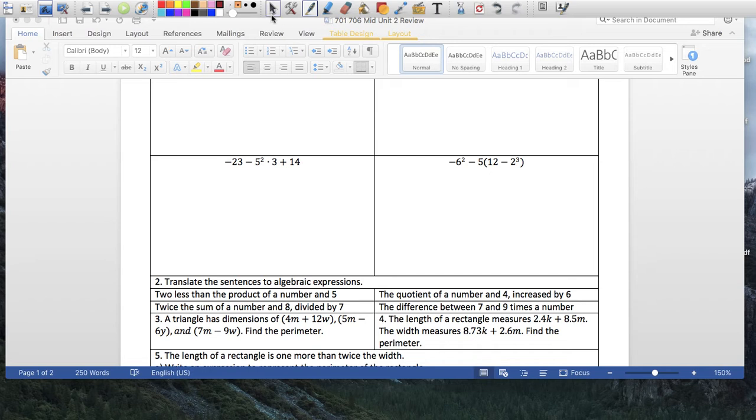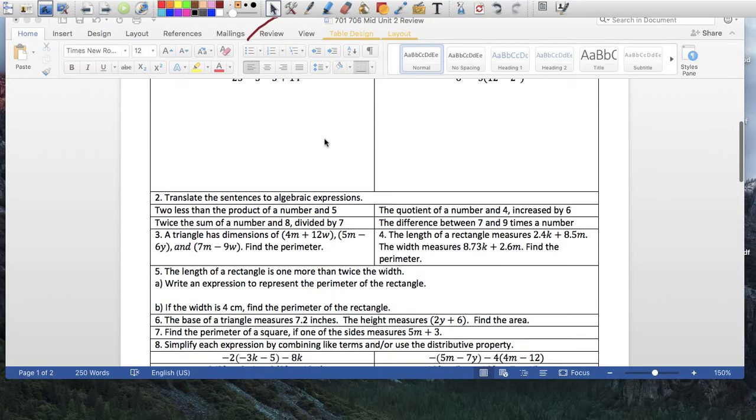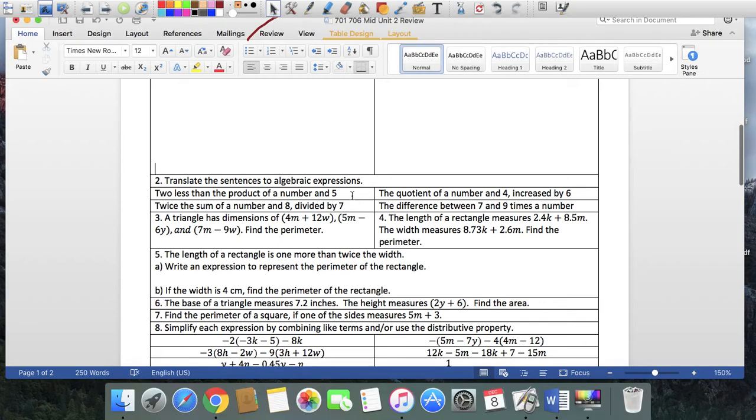As you go along, make a note of the problems or the type of problems that you're having difficulty with, and then you might want to review those separately.